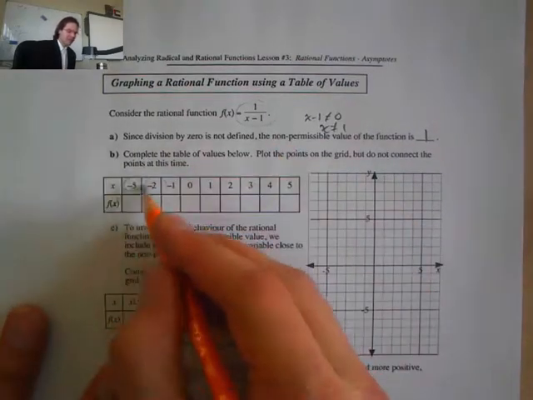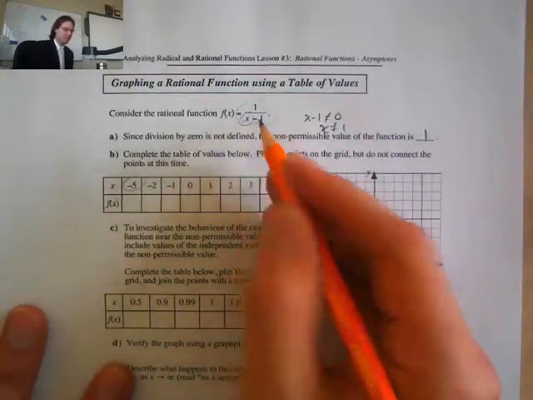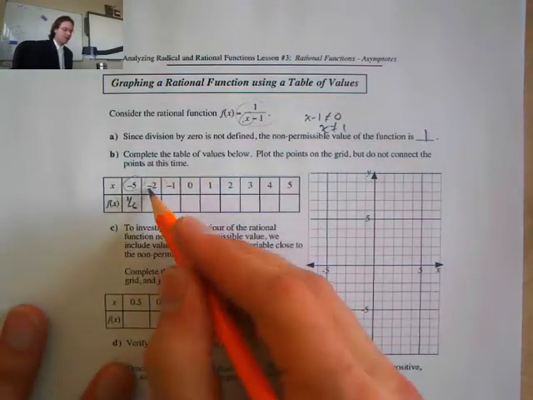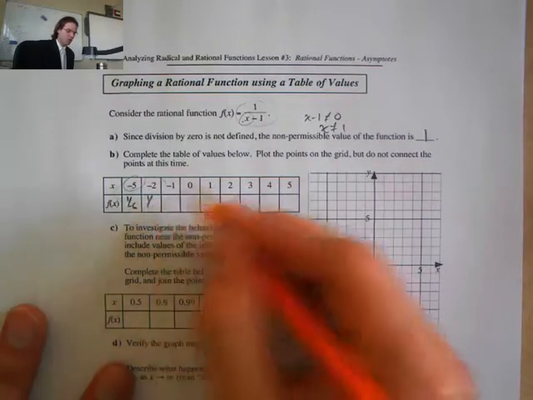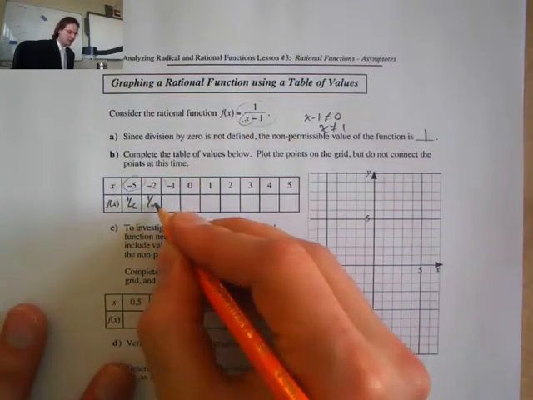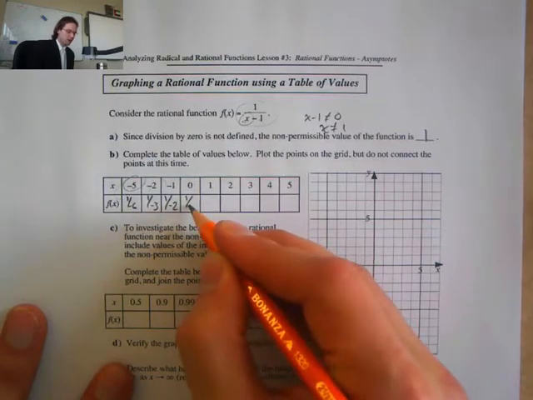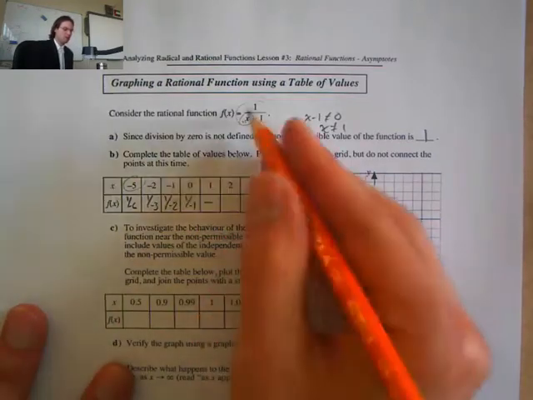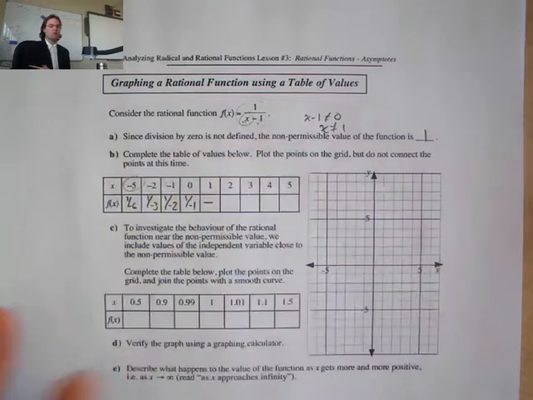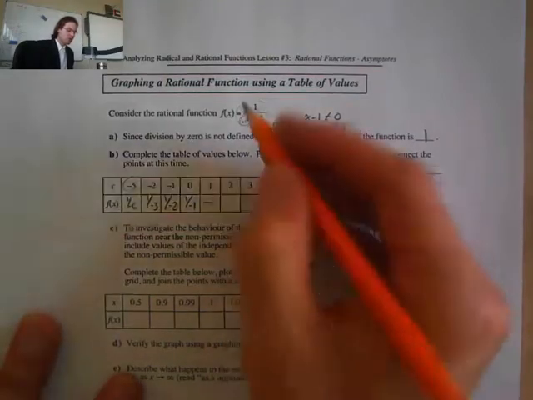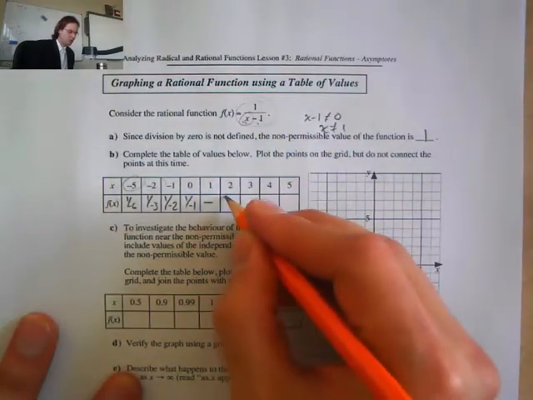So if I put in negative 5 for x, I'm going to have negative 5 minus 1, which is negative 6. So that's 1 over negative 6. Then we look at negative 2. That's going to be 1 over negative 2 minus 1, which is negative 3. Then we have 1 over negative 2, 1 over negative 1, and then this one here, 1 minus 1 is 0. 1 divided by 0, well, that's my non-permissible value. So there's absolutely nothing that we could put there. Next one, we're going to look at 2. 2 minus 1 is 1, so that's 1 over 1.